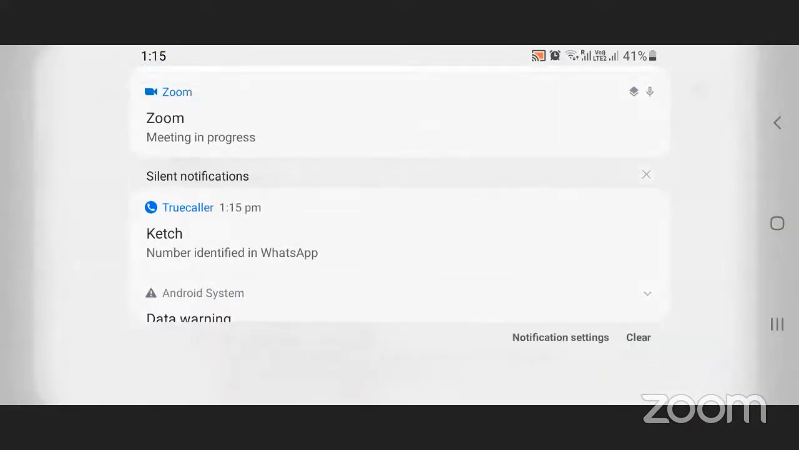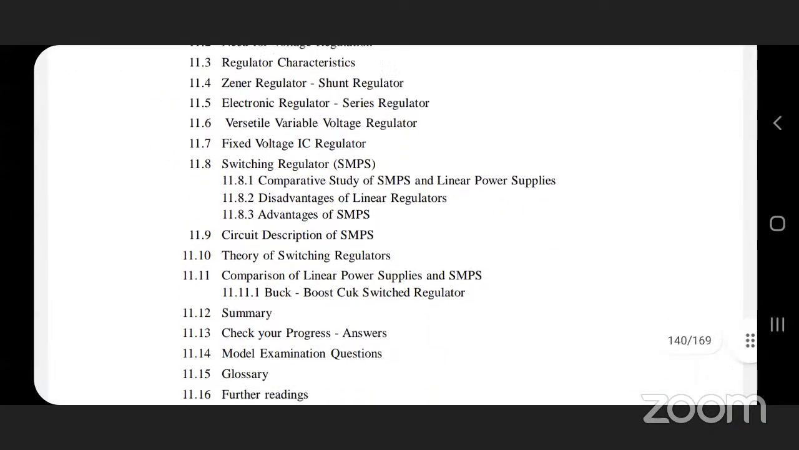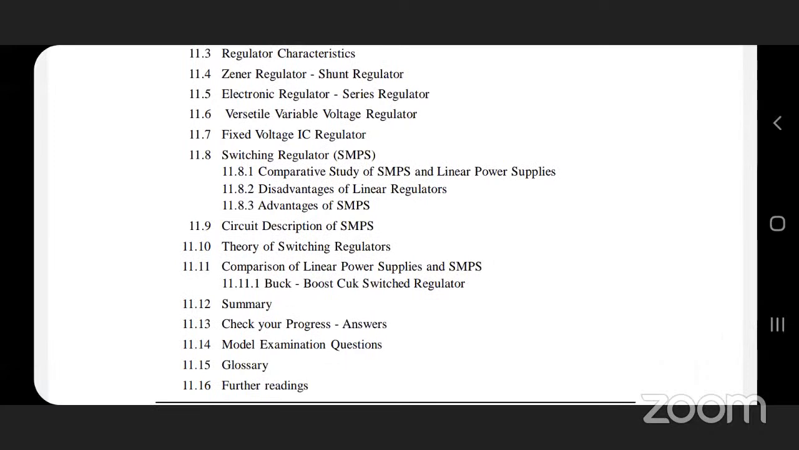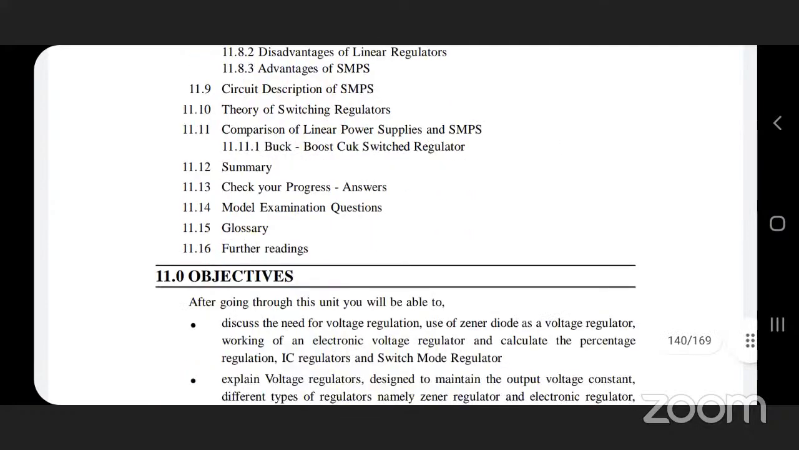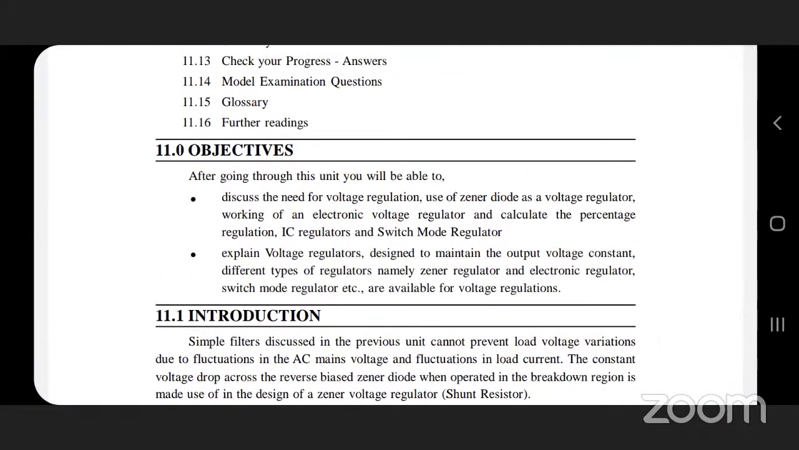Here we will cover the circuit description of the SMPS, switch mode power supply, the advantages as well as the disadvantages of the SMPS, and the theory of the switching regulator. So today we will discuss the objectives of this, and now the need for voltage regulation.